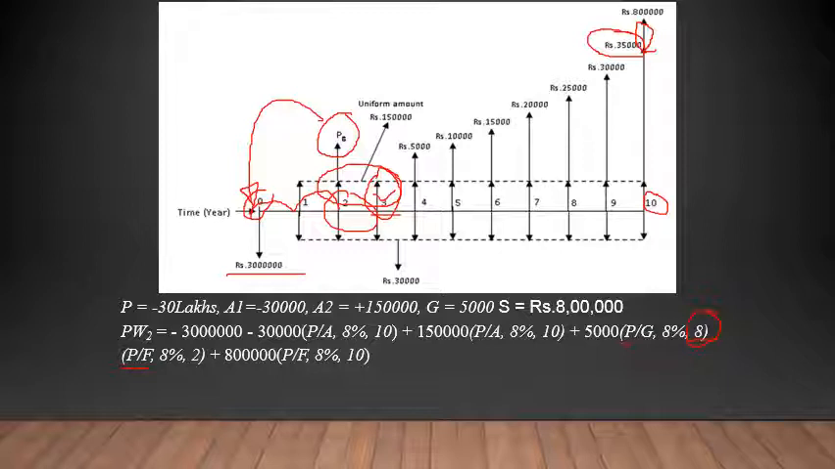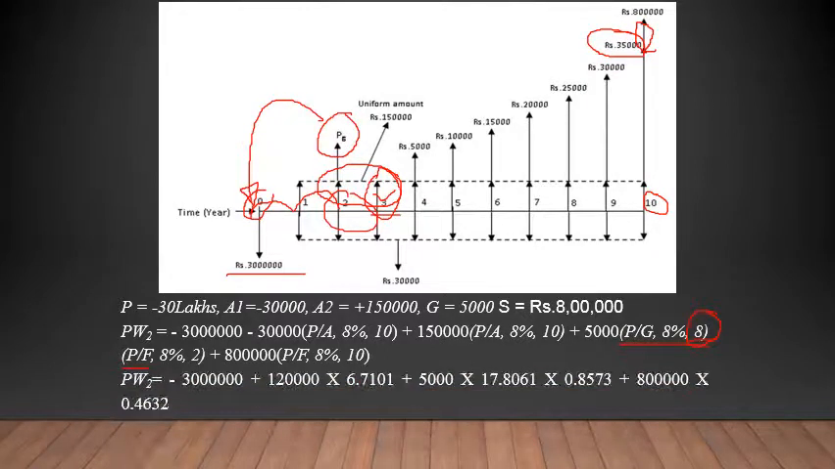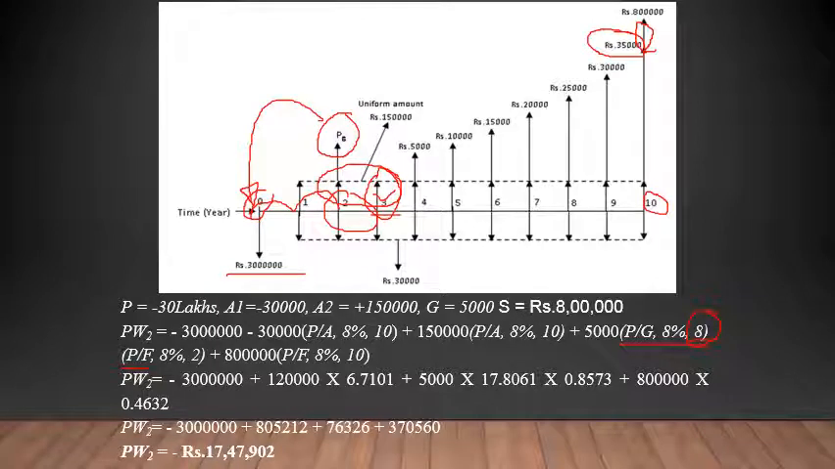Please remember, whenever G comes into the picture, count the number of flows of G plus the initial flow. In this case, there are 7 flows of G starting from 5,000 at t is equal to 4 plus the initial flow. So hence it is 7 plus 1, 8. And for this P by G factor, I put the value of n as 8. Substitute the values from the factor tables. You get the answer as minus 17,47,902.